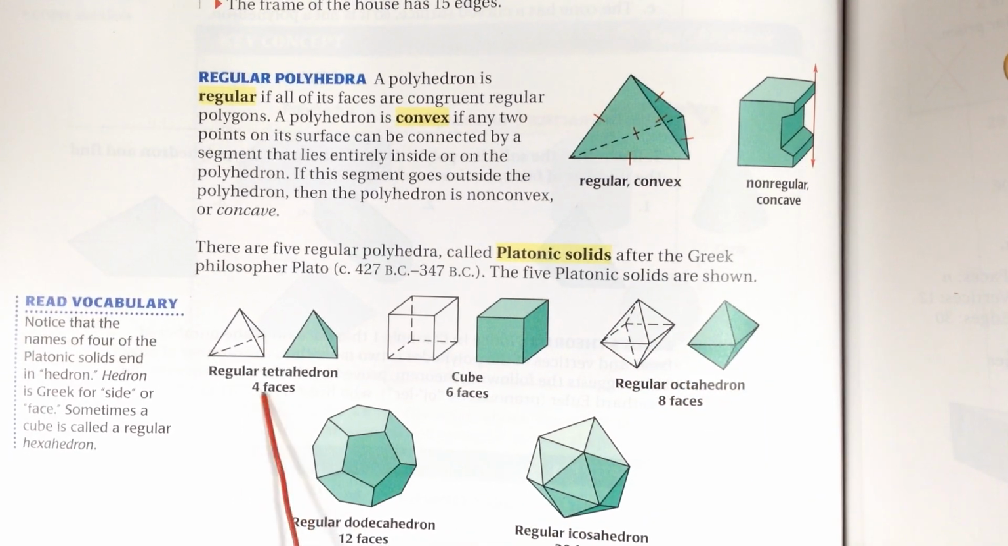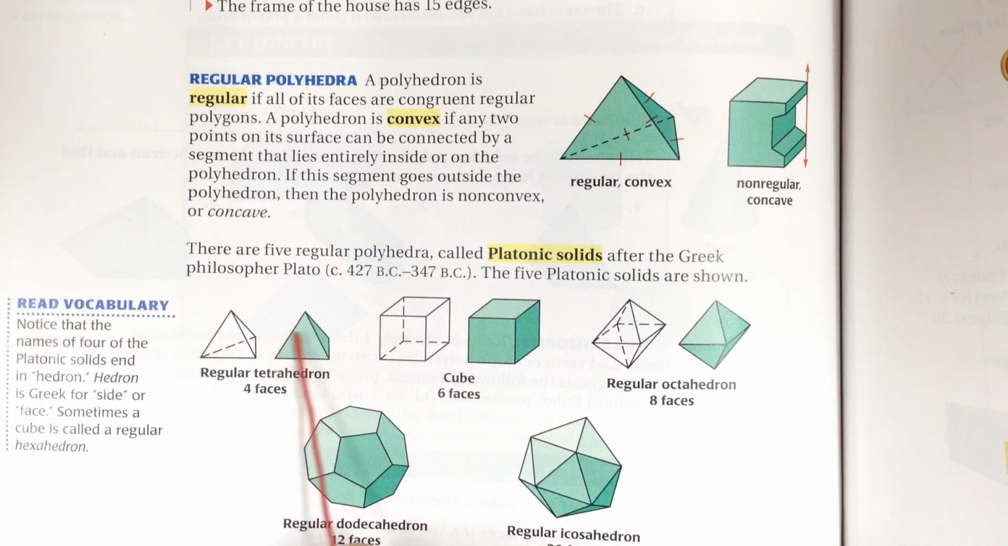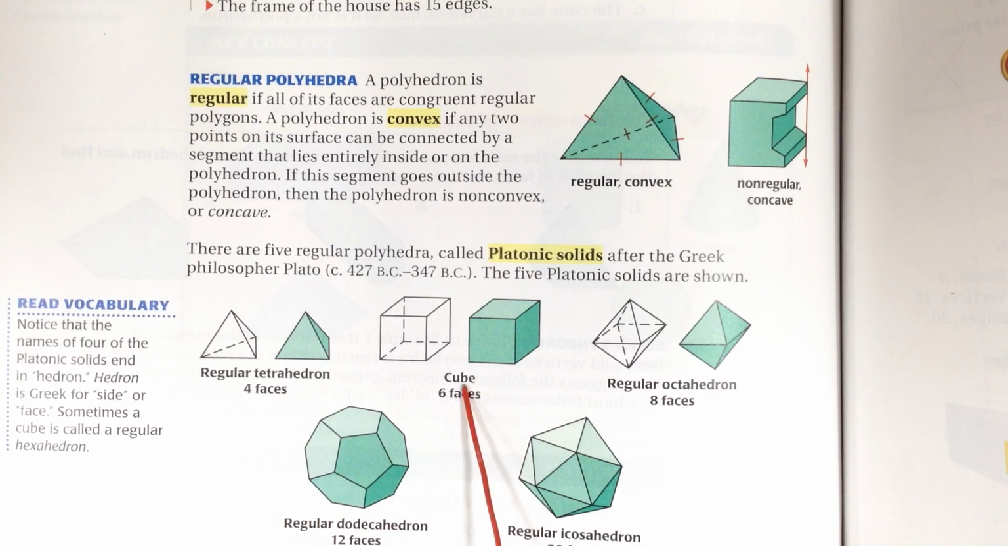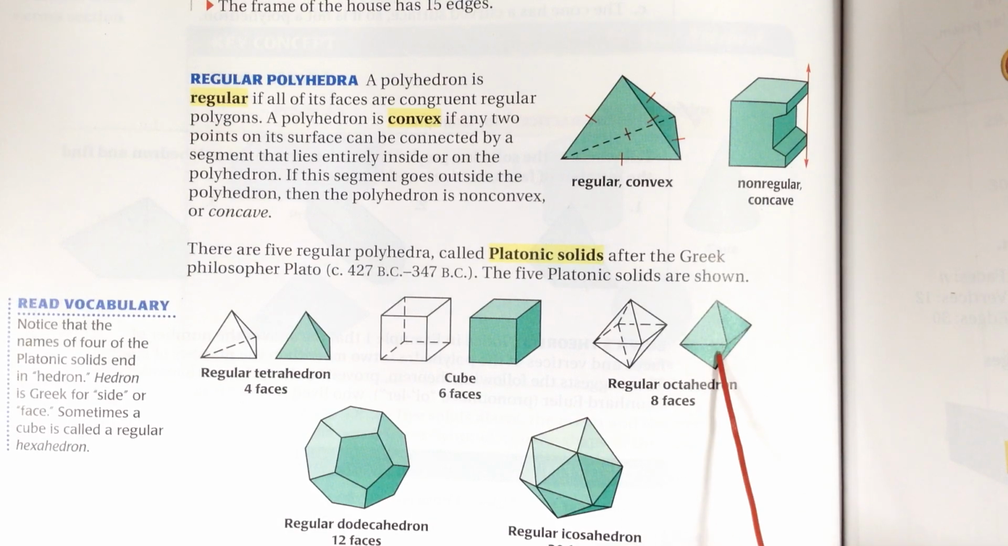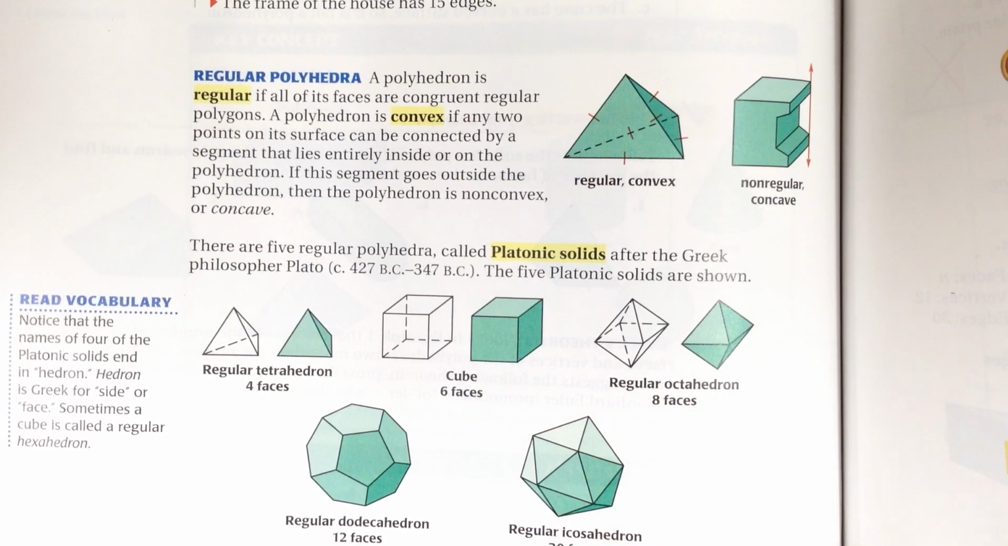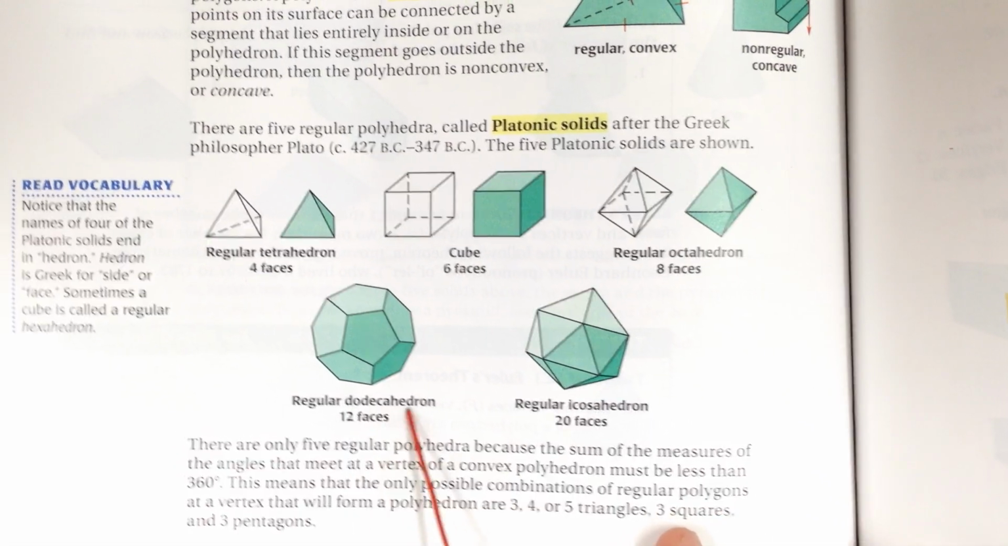So this one is a regular tetrahedron. You've got 4 triangles made into a solid, so it has 4 faces. The next one is a cube. The cube has 6 faces. Again, all faces are congruent. The next one is a regular octahedron. So you've got 8 faces, made out of 8 triangles. The next one is a regular dodecahedron.